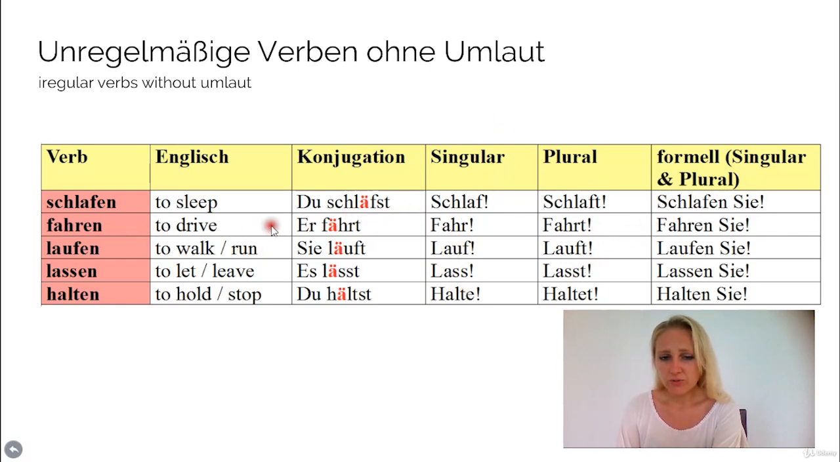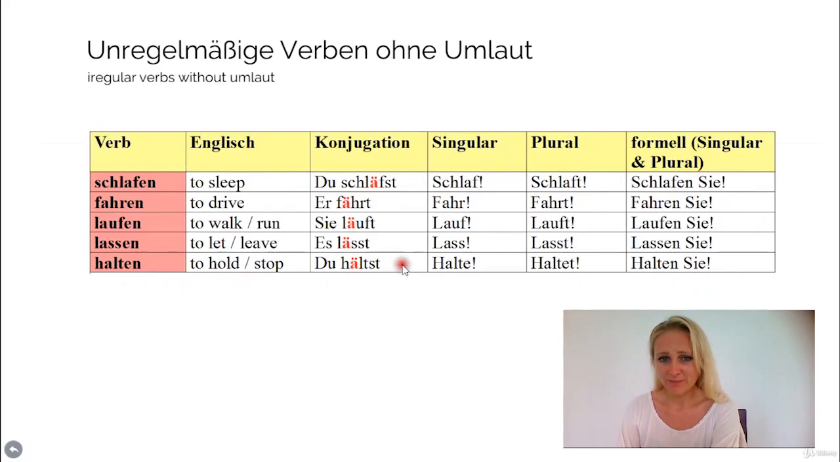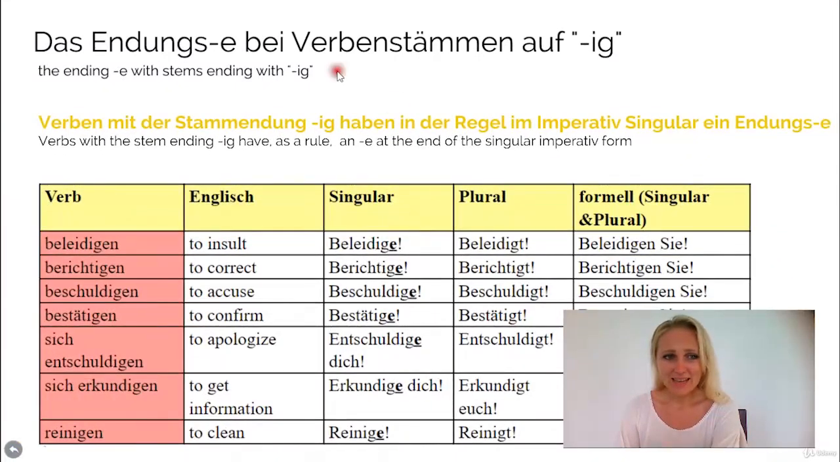Here fahren, to drive, fährt, oder du fährst, for example, but in the imperative form it's fahr. The a umlaut goes back to a normal a. Lauf, lass und halten. Okay, please study this group of verbs. Then the next slide, here we have the ending E with the stem ending with ig.